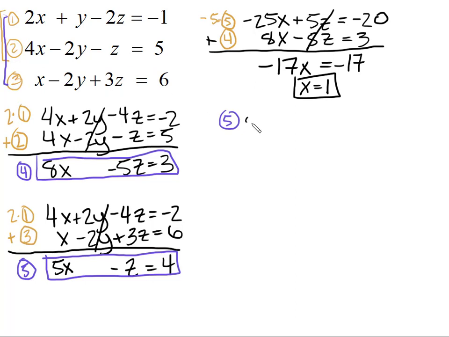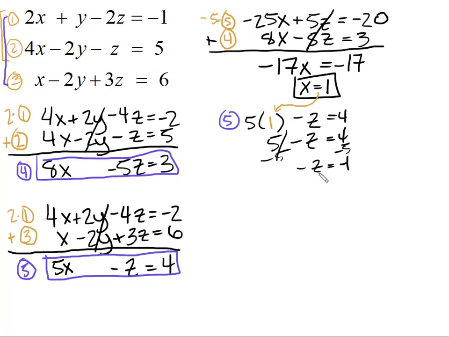So let's use equation 5 and substitute in. We've got 5 times x minus z equals 4. And we're substituting in that answer of 1 to help us solve for z here. So 5 times 1 is 5, minus z equals 4. Subtract 5, negative 1z equals negative 1. And if you divide each side by negative 1, we get z is positive 1. Well, yeah, those are some pretty nice answers so far, 1 and 1.